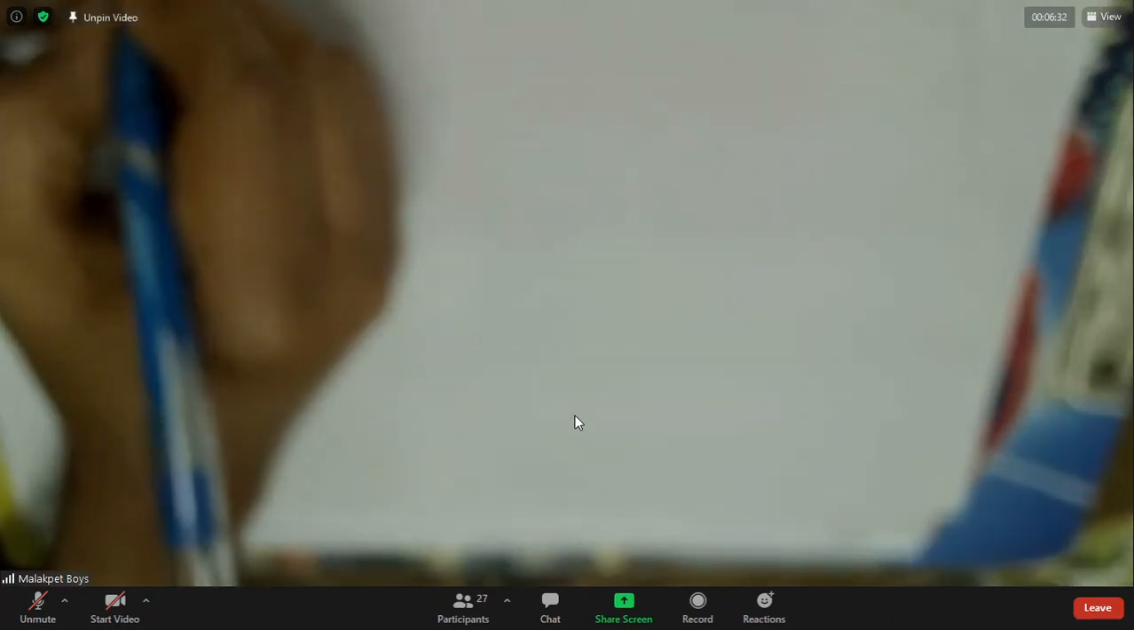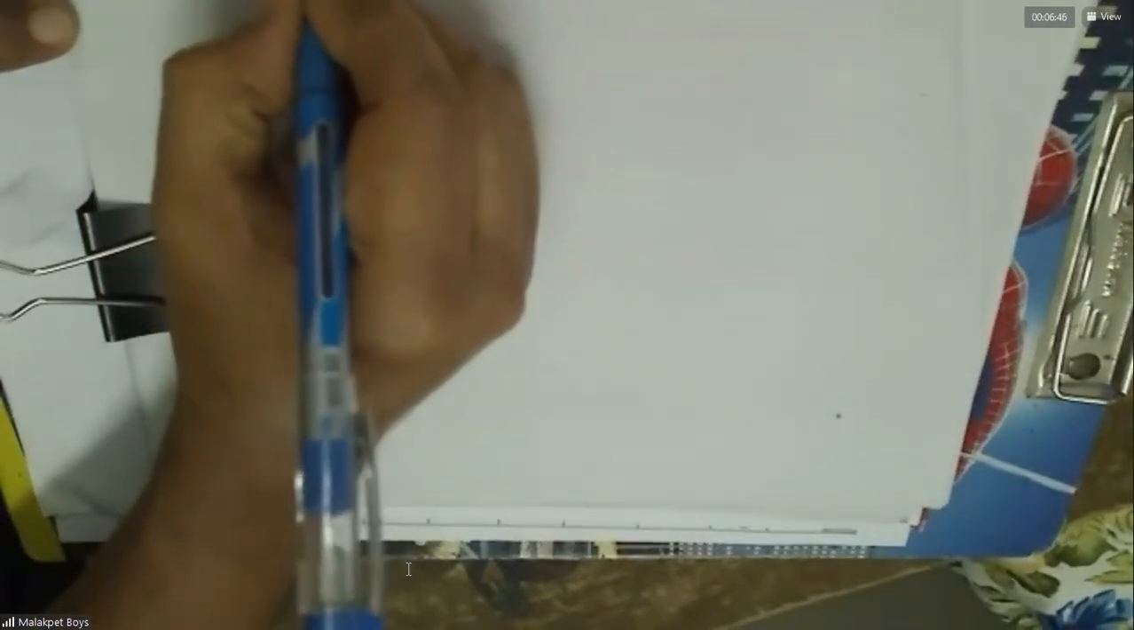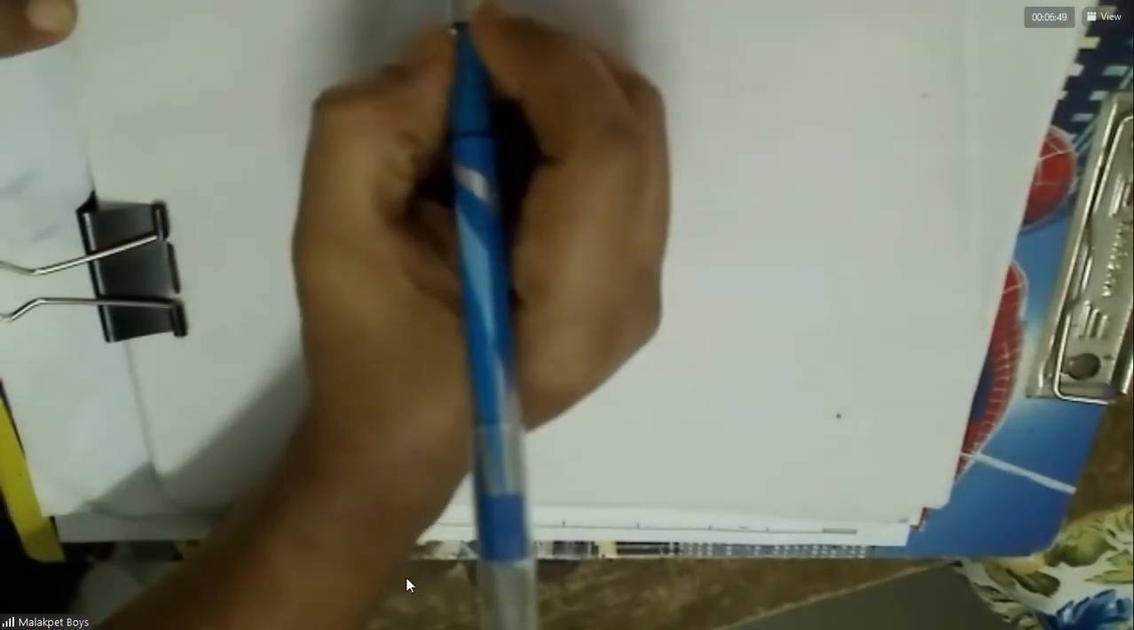What is the last question we are doing? Two trains P and Q, that one only. Hello? Yes, sir. Sir, please move the paper a little downwards. One second.